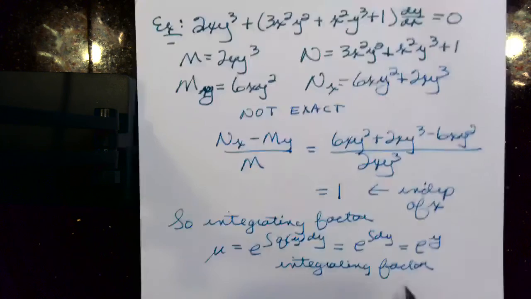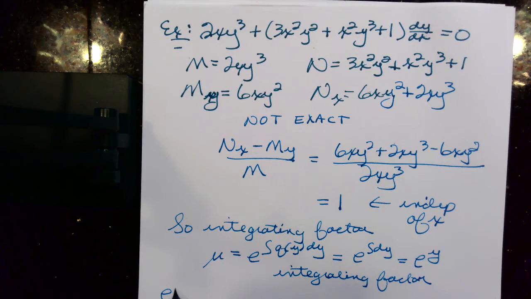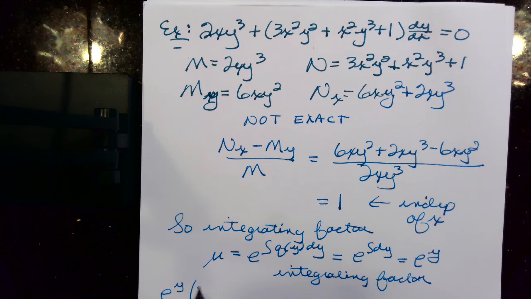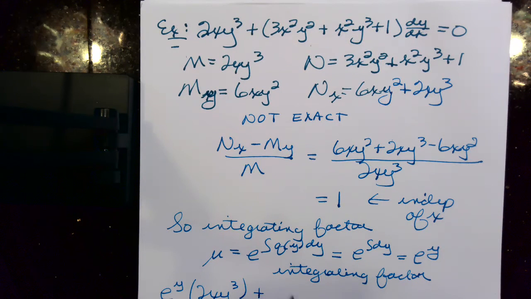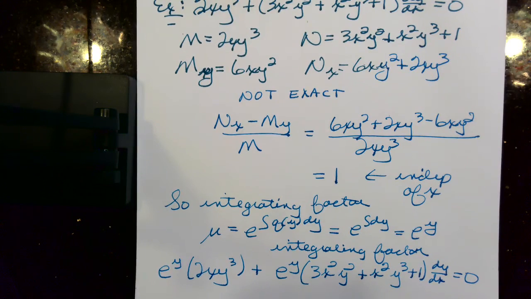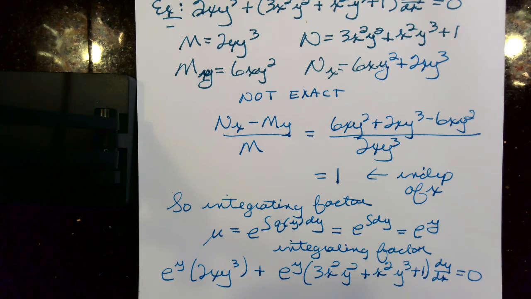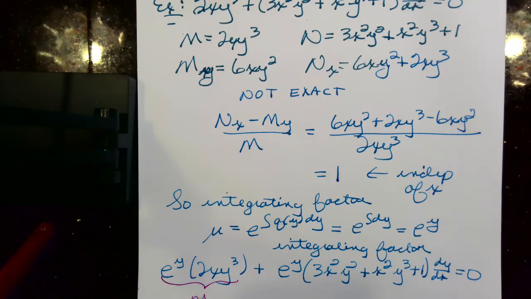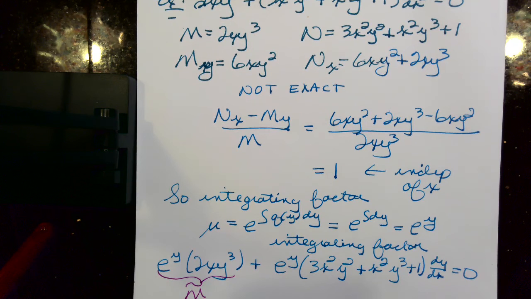So I multiply the equation by e to the y. So I'll get e to the y times 2xy cubed plus e to the y times 3x squared y squared plus x squared y cubed plus 1 dy dx equals 0. Okay. And now this one is m tilde, and this one is n tilde.